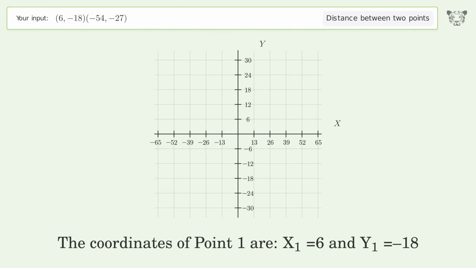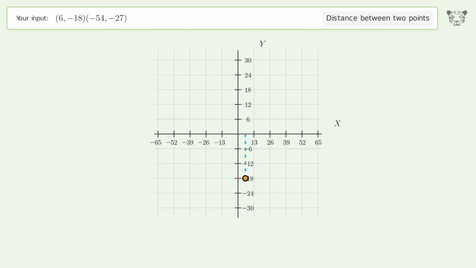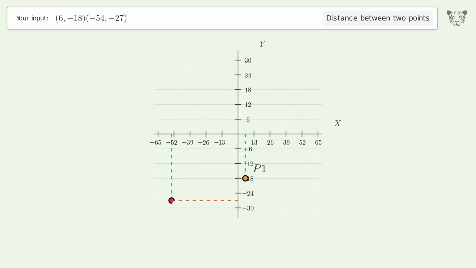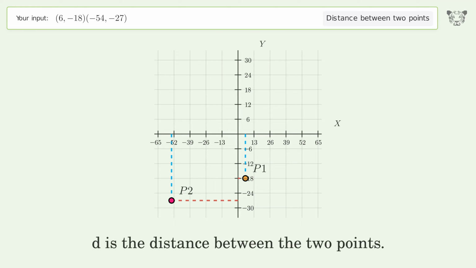The coordinates of point 1 are x1 equals 6 and y1 equals negative 18. The coordinates of point 2 are x2 equals negative 54 and y2 equals negative 27. D is the distance between the 2 points.